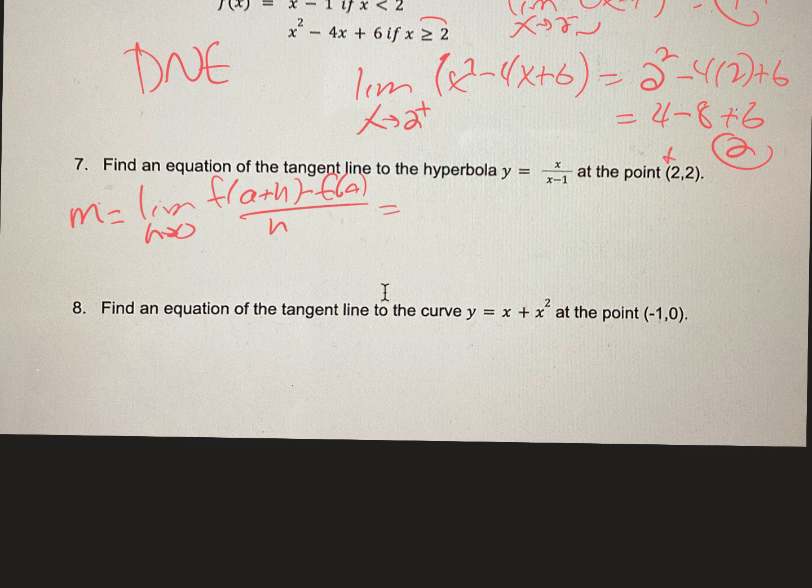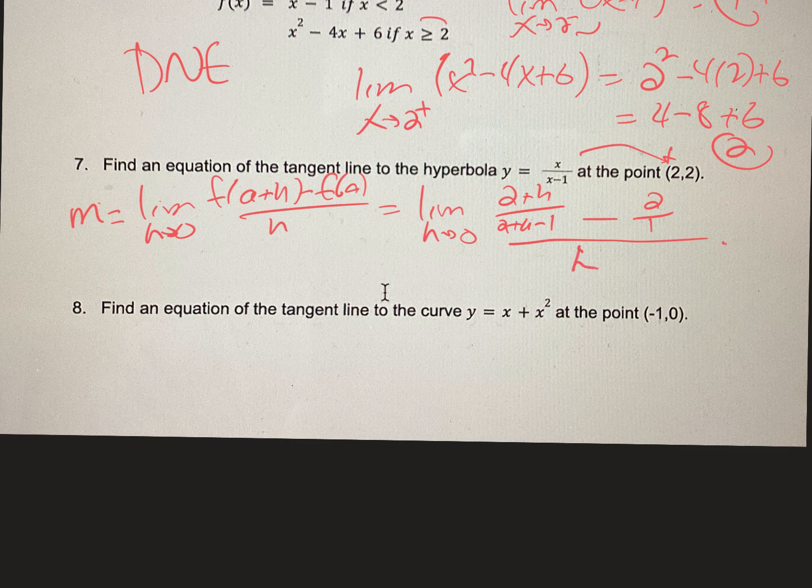So I'm going to say the limit as h approaches 0 of 2 plus h, parentheses too small, sorry about that, 2 plus h over 2 plus h minus 1 minus f of 2, which if I plug in 2 right there, I'm going to get 2 over 1. All that's over h. Now I have to work all that out.